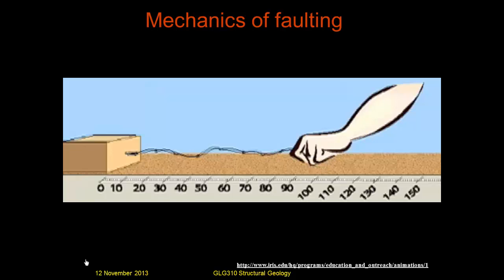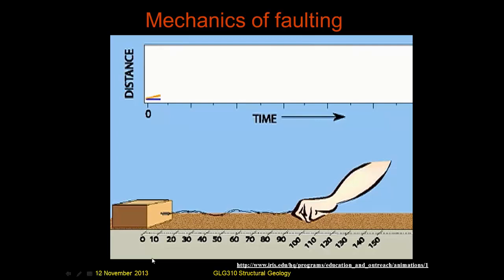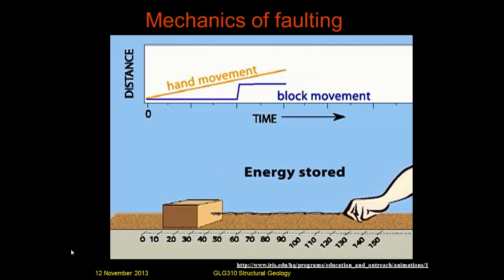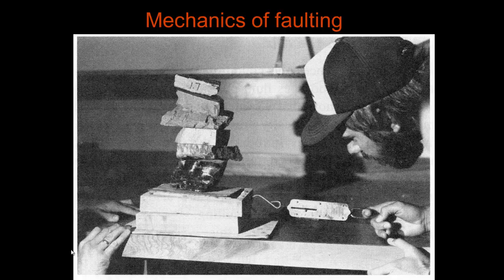So here's a simple model for an earthquake. We have a spring and a slider. In this case, we pull and the hand moves steadily, but the slider has to have some stress increase along its base until it can slip. So when we talk about faults, we're really talking about friction, and that's the ratio between the normal force applied to the fault surface and the shear force applied to it.